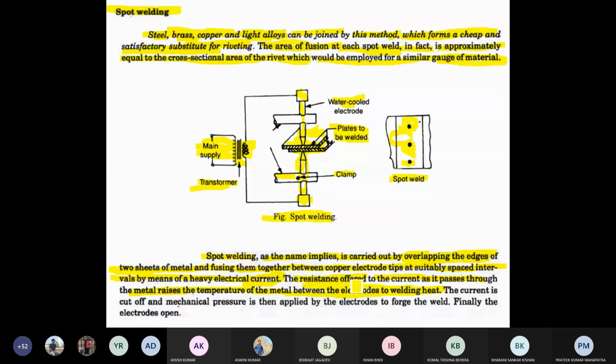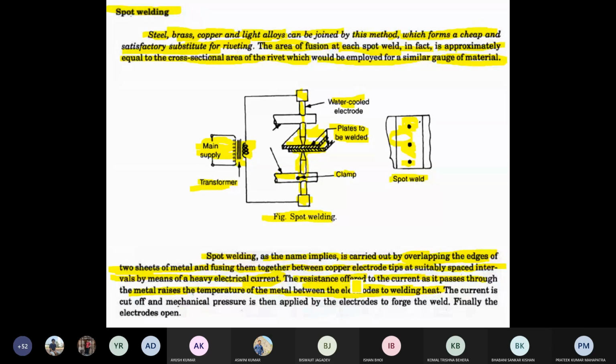So heat is the basic primary requirement, a prerequisite, and electricity is used for developing that heat. That's why it is called electric heating. The current is cut off and mechanical pressure is then applied by the electrodes to forge the weld. Finally, the electrodes open.